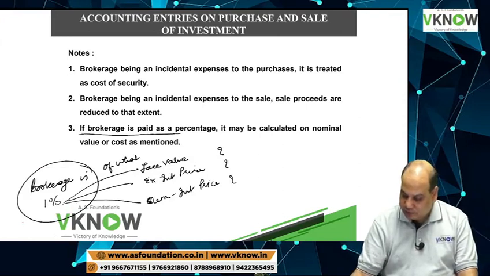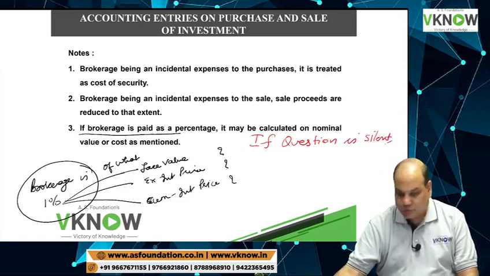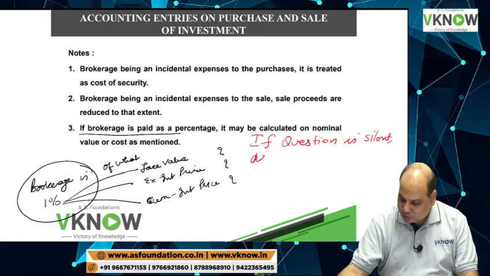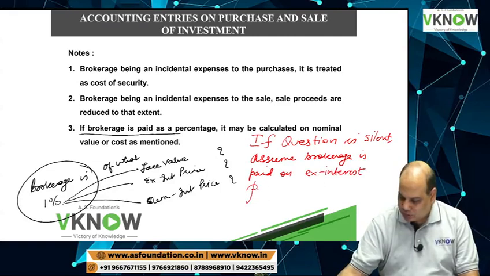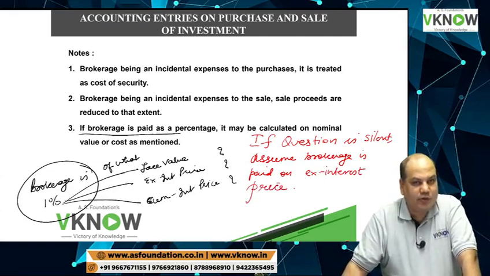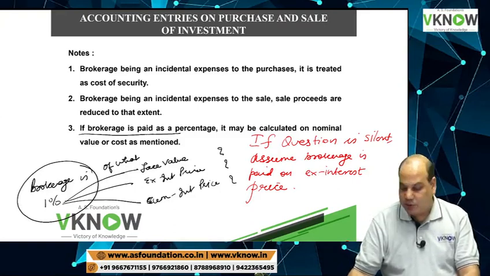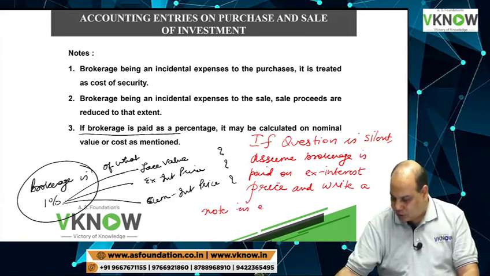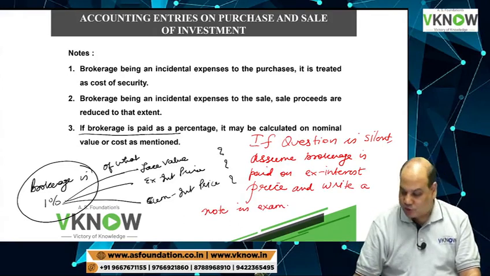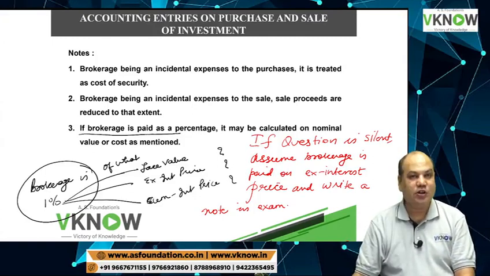So write one note from my side. If the question is silent, assume brokerage is paid on ex-interest price. If the question is silent, assume that the brokerage is paid on ex-interest price and write a note in the exam, because this can be risky. You may assume ex-interest, the institute may assume cum-interest. So then there will be a difference in the answer.